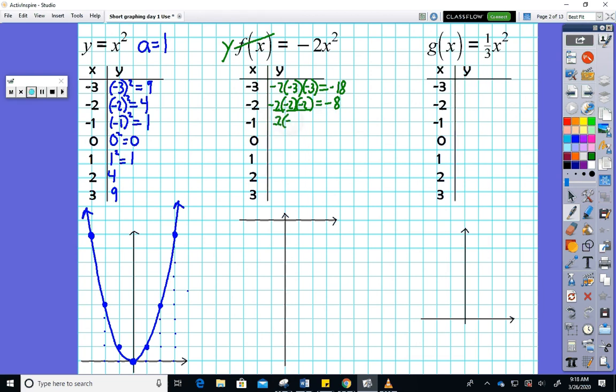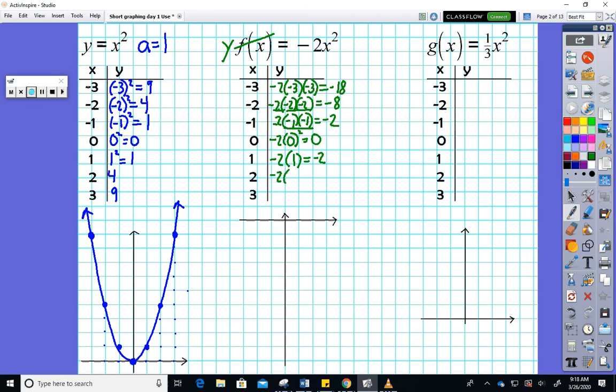-2 times -1 squared. -1 squared is -1 times -1. That's 1. 1 times -2 is -2. -2 times 0 squared is just going to be 0, because 0 times 0 times -2 is 0. -2 times 1 squared, 1 squared is 1, is -2.